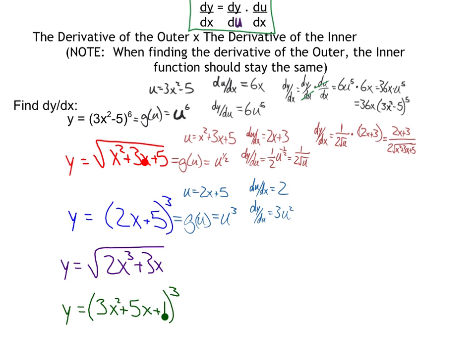All right, so dy dx is going to be 3u squared times 2. So that's 6u squared, and if I plug u back in, I have 6 times the quantity 2x plus 5 squared.